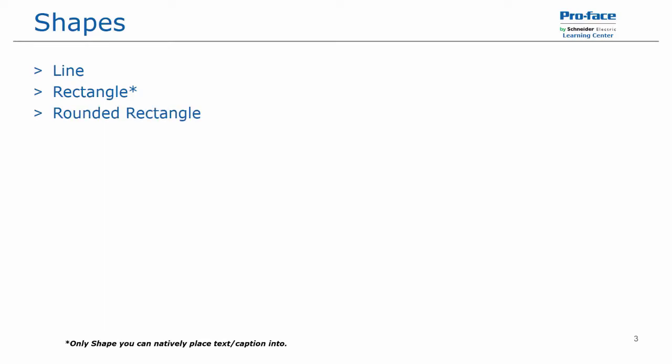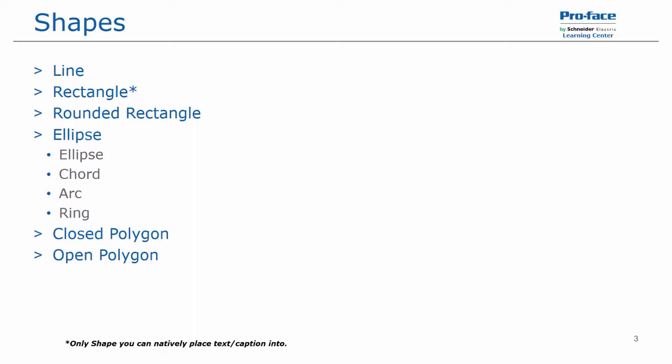Inside of Blue Open Studio, there are six basic shapes. We have line, rectangle, rounded rectangle, ellipse, and an ellipse can be configured into four subshapes, closed polygon, and open polygon.